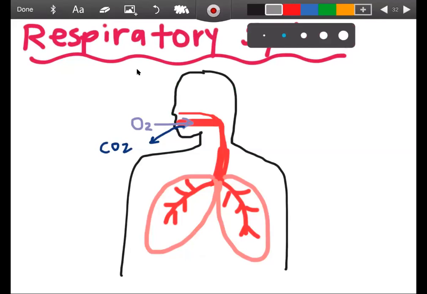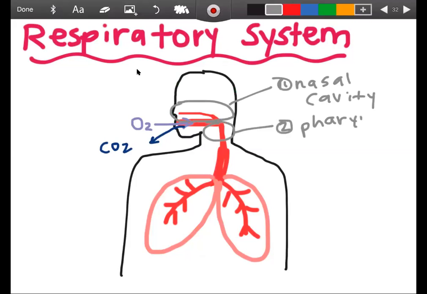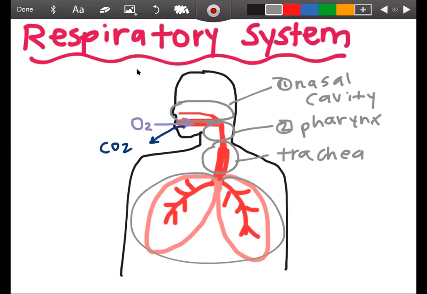When you breathe in, the air is first going to come into the nasal cavity. And then the air is going to move down into your pharynx, which is right at the beginning of where your throat starts. And then it's going to move down into the trachea, which eventually goes down into the lungs.